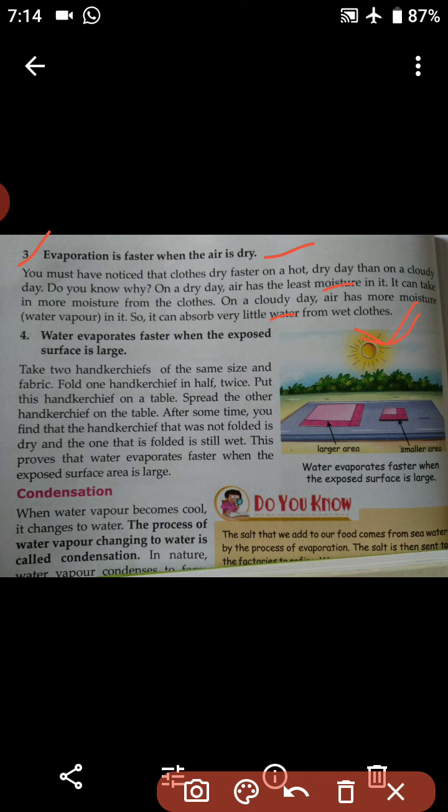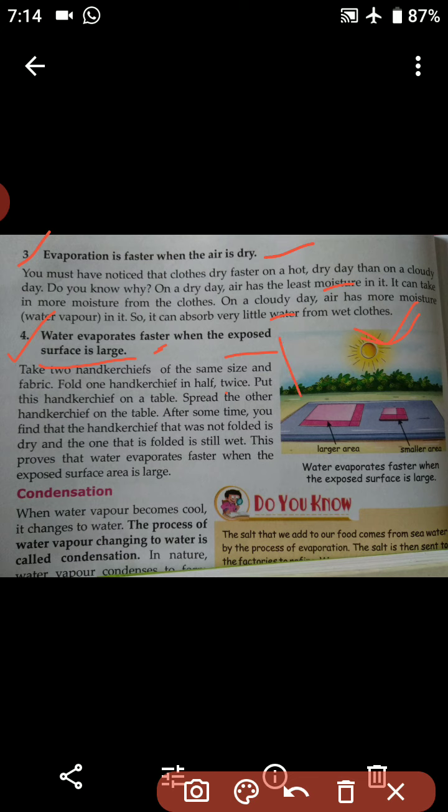Okay students, so number 4, you see, water evaporates faster when the exposed surface is large. So students, when the exposed surface is large, the water will evaporate faster. Take 2 handkerchiefs of the same size and same fabric, that means the same cloth. Fold 1 handkerchief in half or twice.